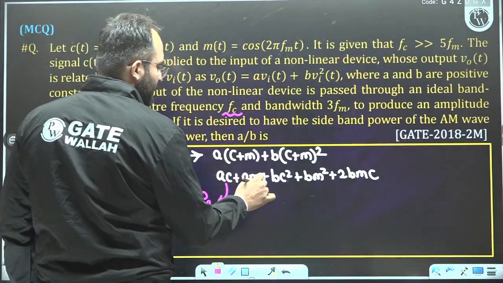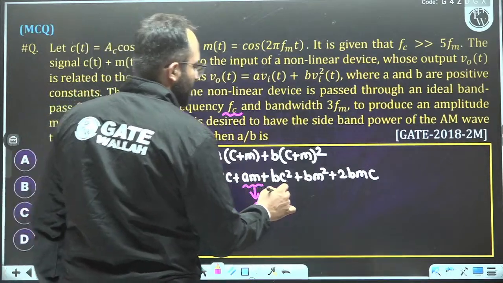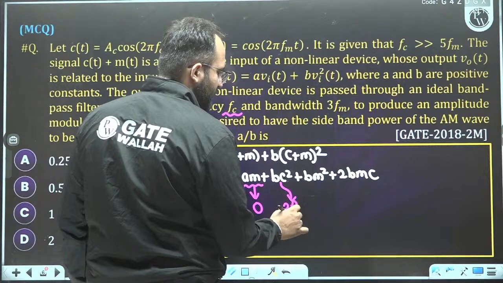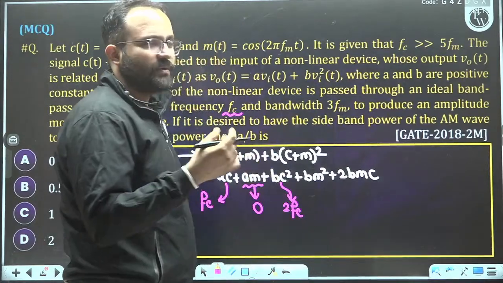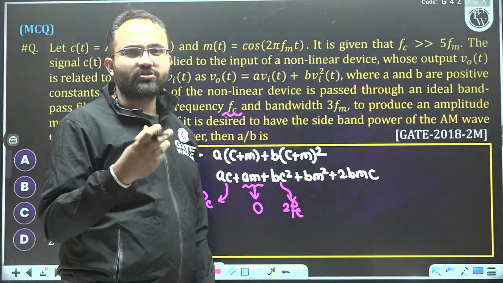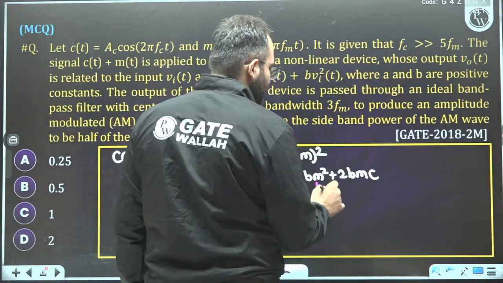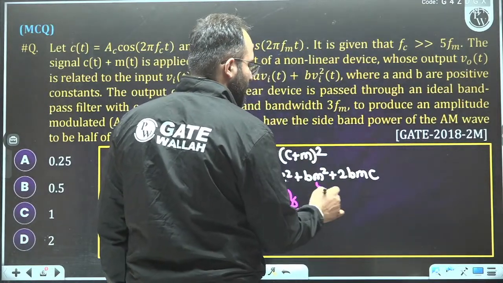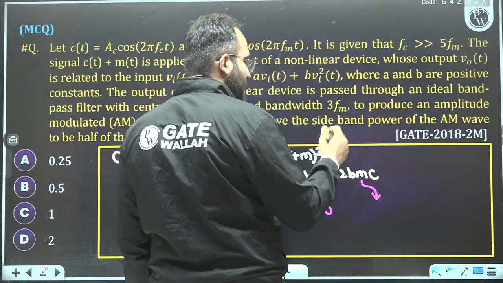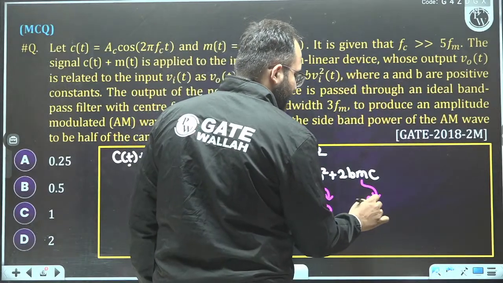This is simply a message term because it is A multiplied by message. This will be at 0 frequency. This will be carrier square, so this will be at 2 Fc because we know that cos square theta is 1 plus cos 2 theta divided by 2. This is also message square, so this will be at 0 frequency. This is message multiplied by carrier, so message will be shifted to Fc frequency.